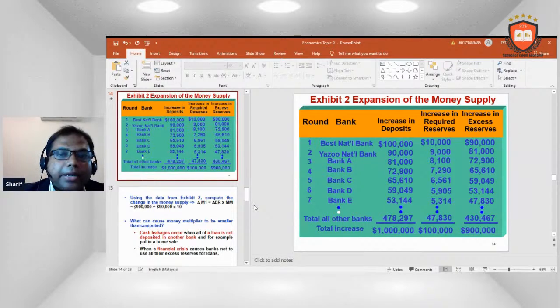Number four, Bank B: increase in deposit $72,900, increase in required reserve $7,290, increase in excess reserve $65,610. So this is the way we can identify Bank A, Bank B, Bank C, Bank D and Bank E, and how they increase the deposit as well as the required reserve, and on the other hand, the excess reserve.